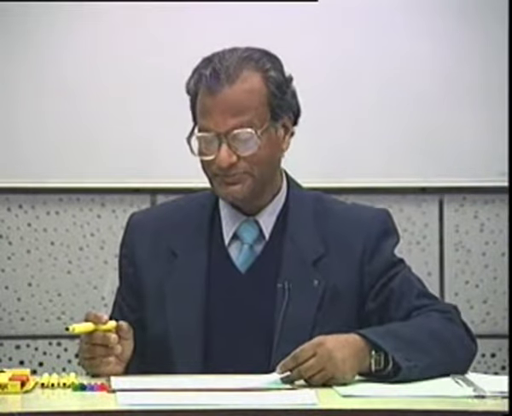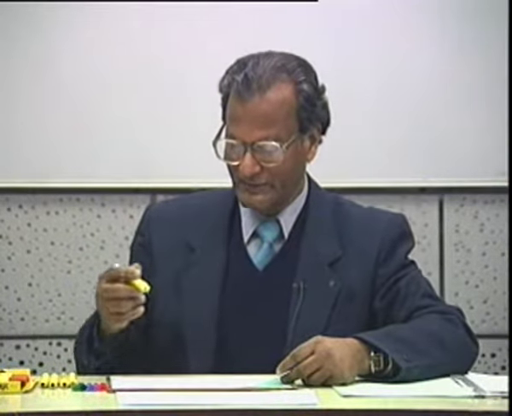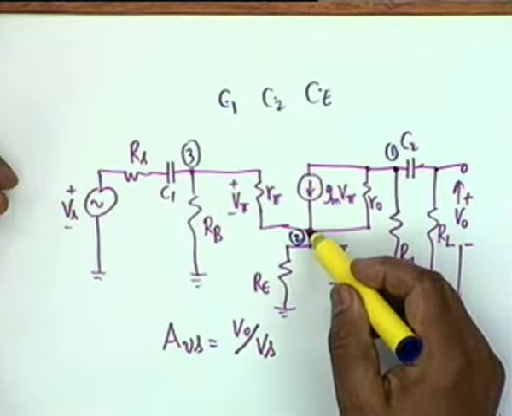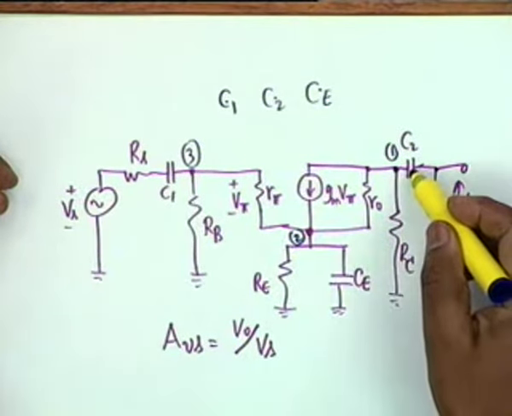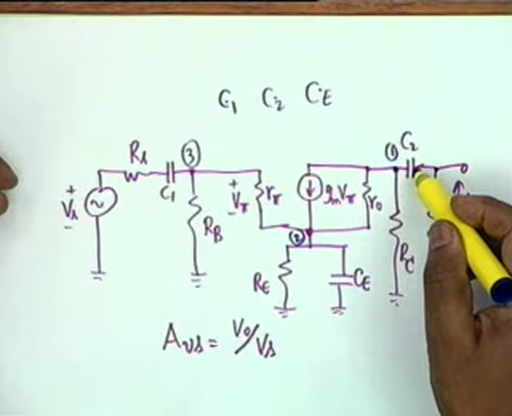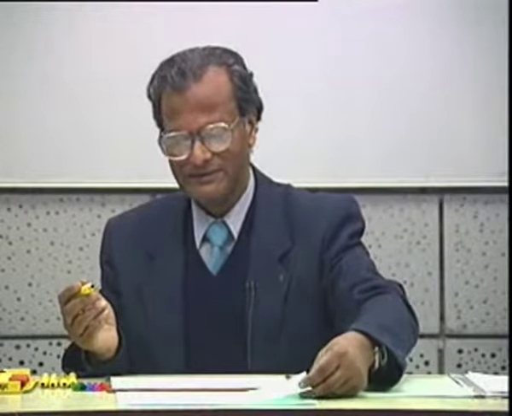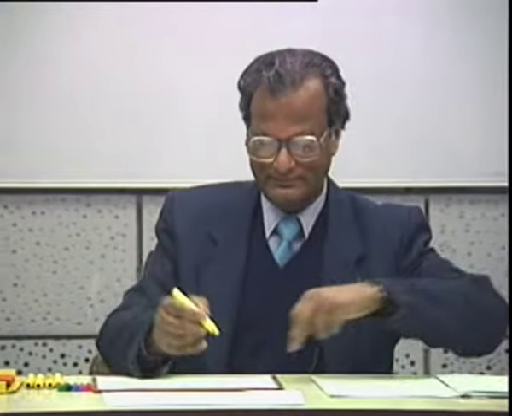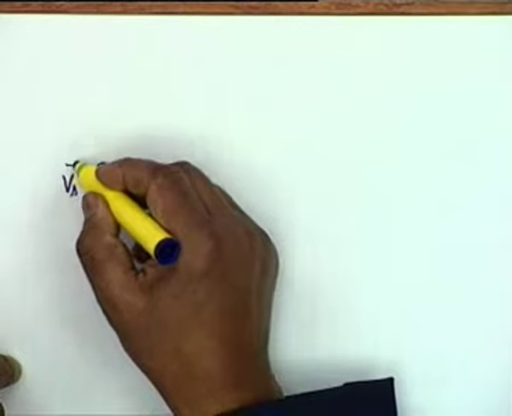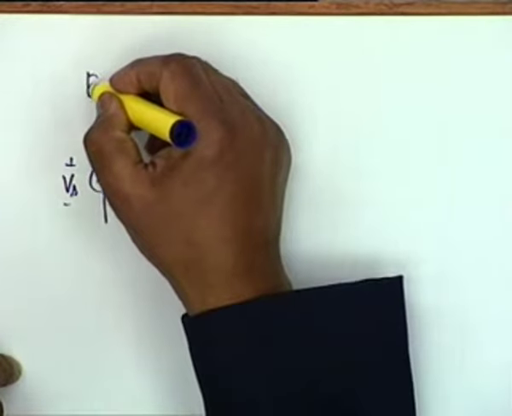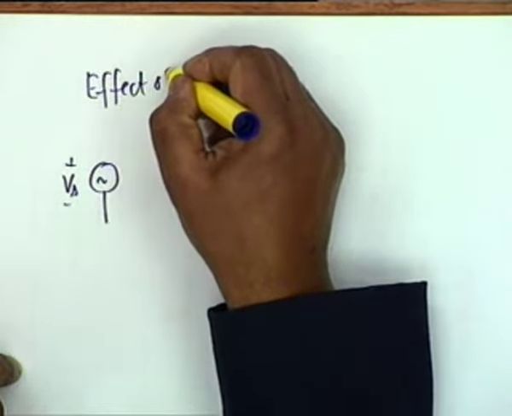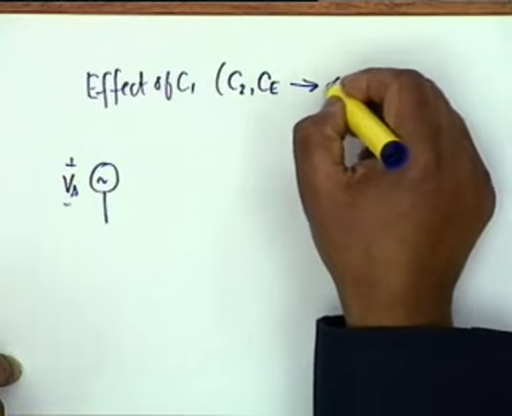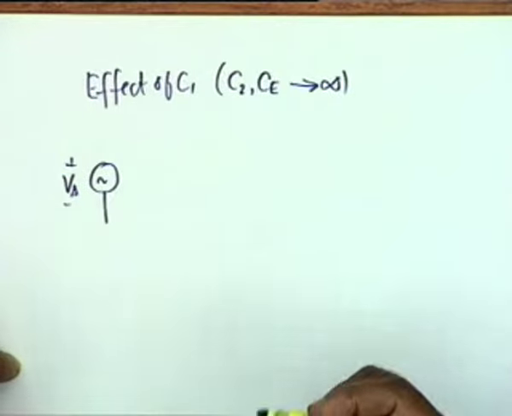So let's see first the effect of C1. In considering the effect of C1, we consider CE as a short, therefore this point will go to ground and this will be a short. Alright, let us see what happens to this equivalent circuit. We have a Vs, effect of C1, where we assume C2, CE both go to infinity, that is, they are shorts.